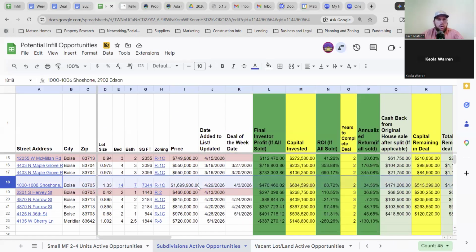So basically four of them that are still on the market. This one actually went pending that same weekend, but then it just came back on the market, I think yesterday or the day before.